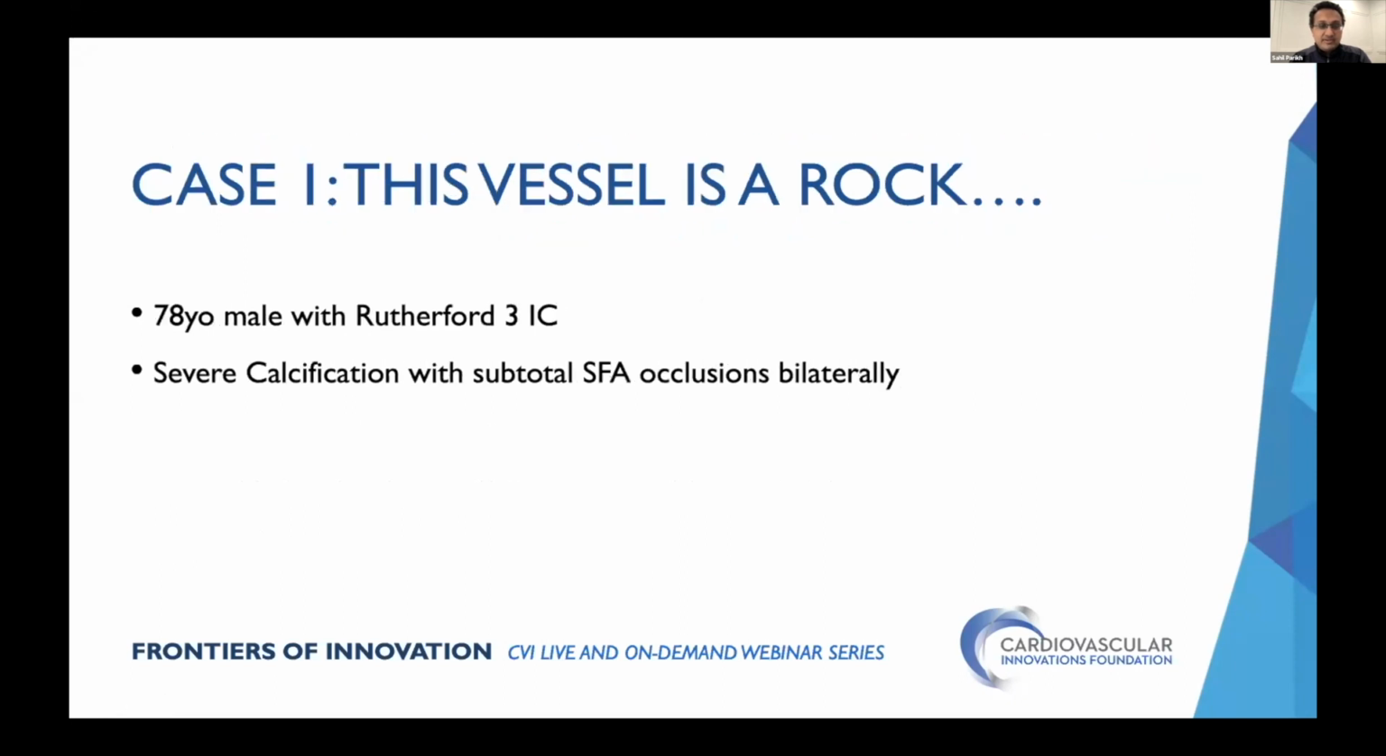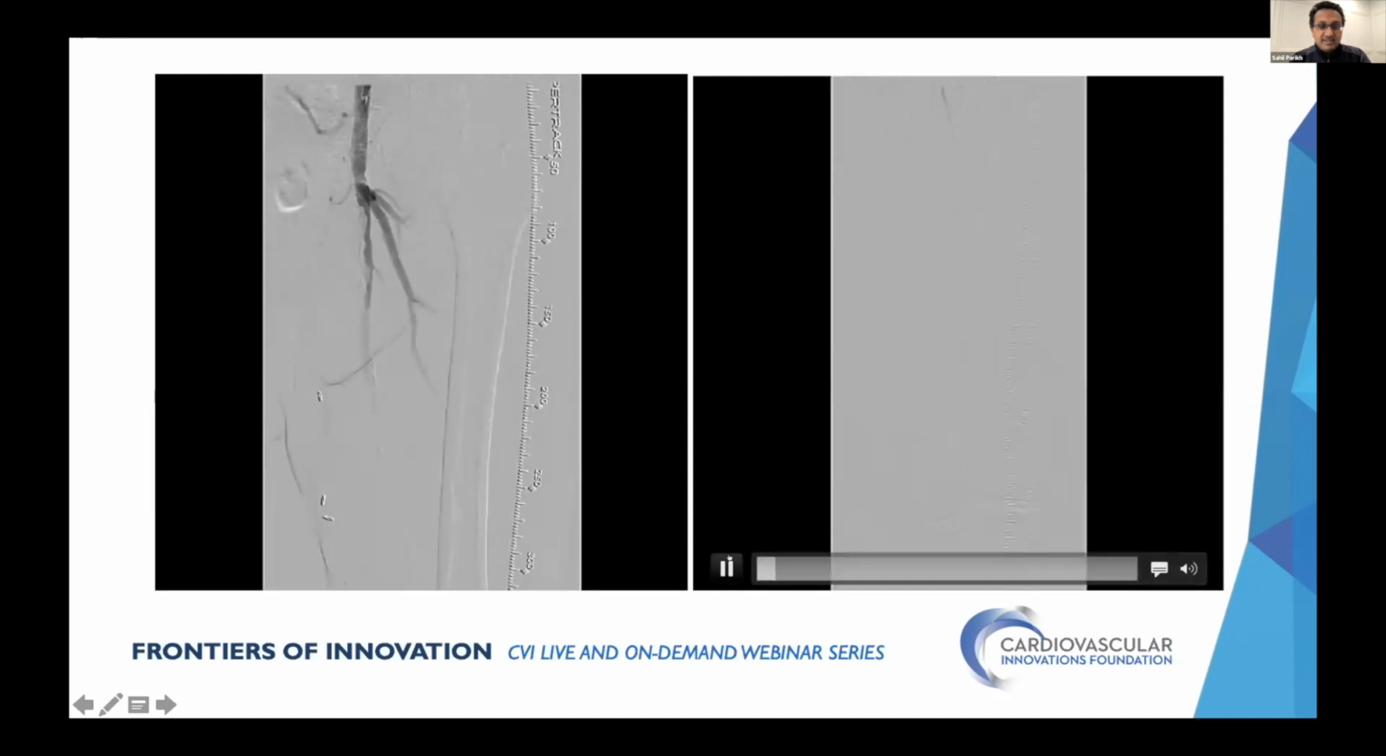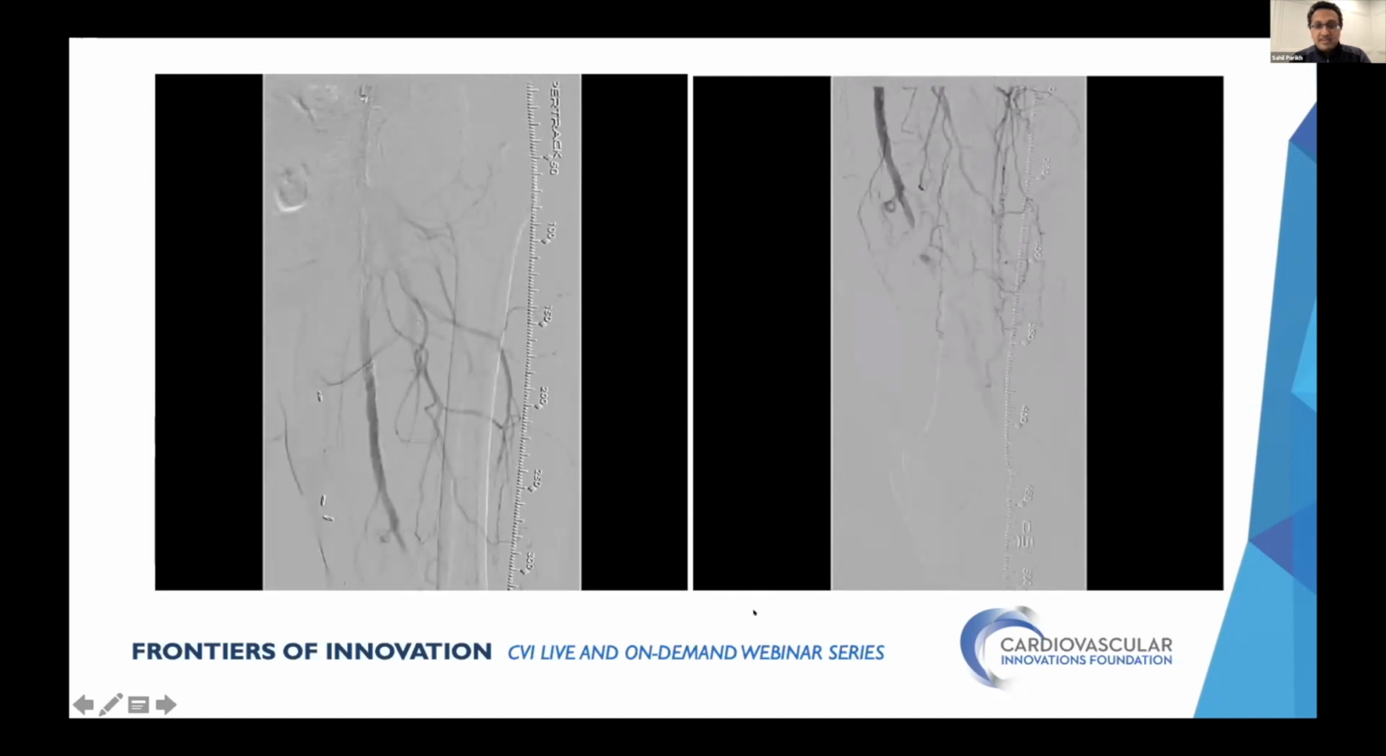So without further ado, the first case, I call it "This Vessel's a Rock." It's similar to what Matt showed. A 78-year-old Rutherford 3 intermittent claudicant has severe calcification with SFA occlusions. This is a day in the life of any of us. Severe exophytic popcorn calcium, not great collaterals, and the patient's quite symptomatic. This is a fairly typical case that we all deal with on a daily basis.